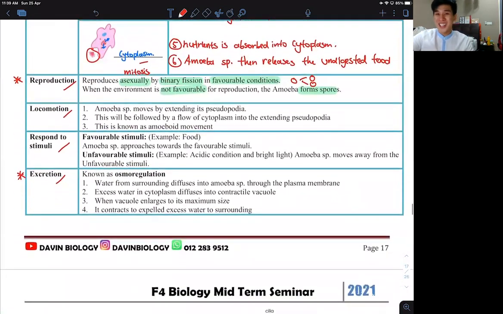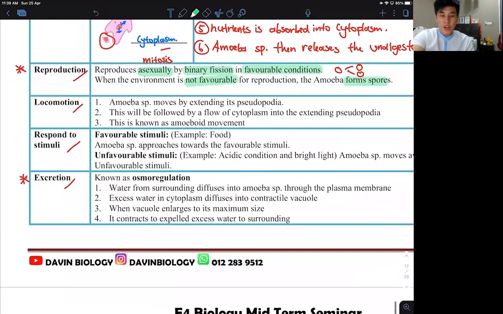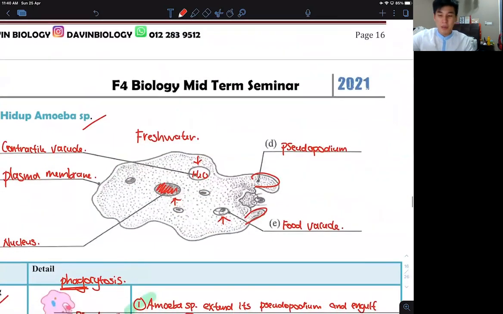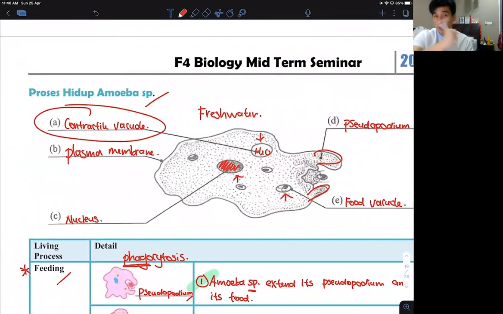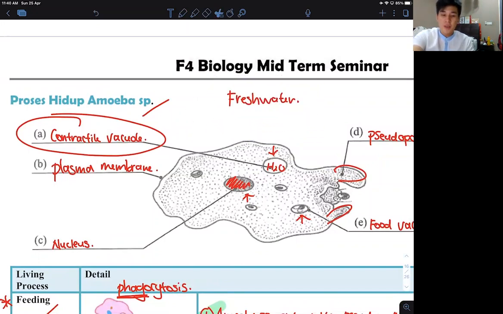Now let's go to the last one here, excretion. The process here is known as osmoregulation. Osmo means water, regulate means control. So sometimes, instead of saying excretion, they might ask, explain the osmoregulation process in amoeba. When they're asking about that, basically they're asking about the contractile vacuole. Like I said, the contractile vacuole has to do with controlling water. Remember, amoeba lives in fresh water, which means the outside is always hypotonic, meaning a lot of water outside. So water will definitely keep on diffusing into the amoeba.